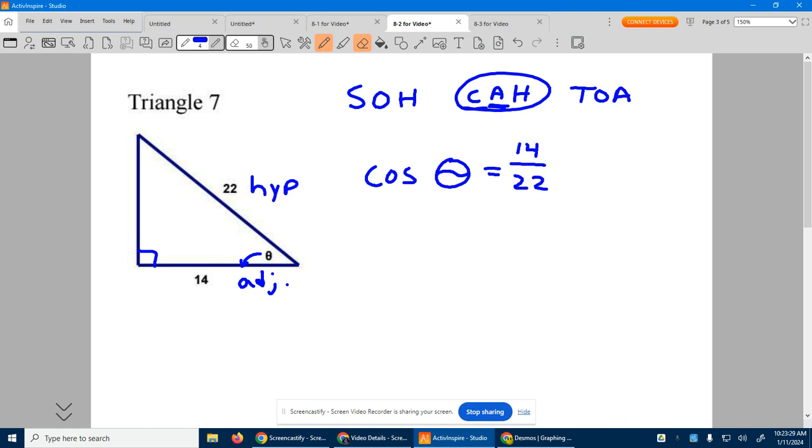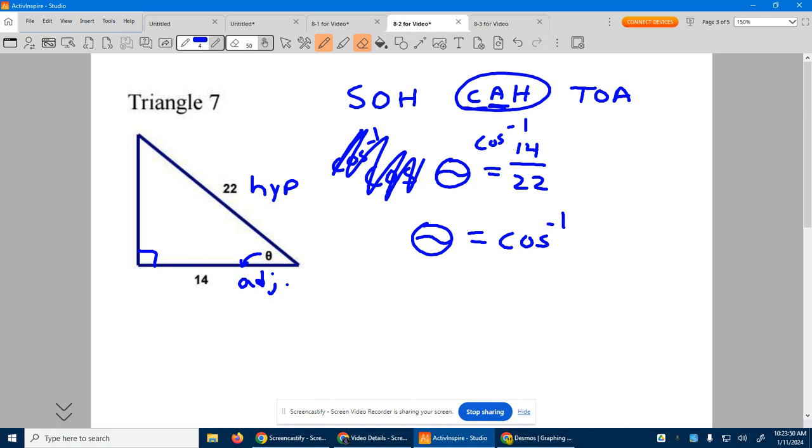Now, I've got to find theta, the cosine of theta is 14 over 22. I don't know the angle, but the easy way is I've got to get rid of the word cosine. So we're simply going to take the inverse cosine. But if I do it there, I must do it here. Inverse cosine of cosine goes away. You have just theta is equal to the inverse cosine of 14 over 22. So we grab a calculator and we do the inverse cosine of 14 over 22, and we have our answer of theta.